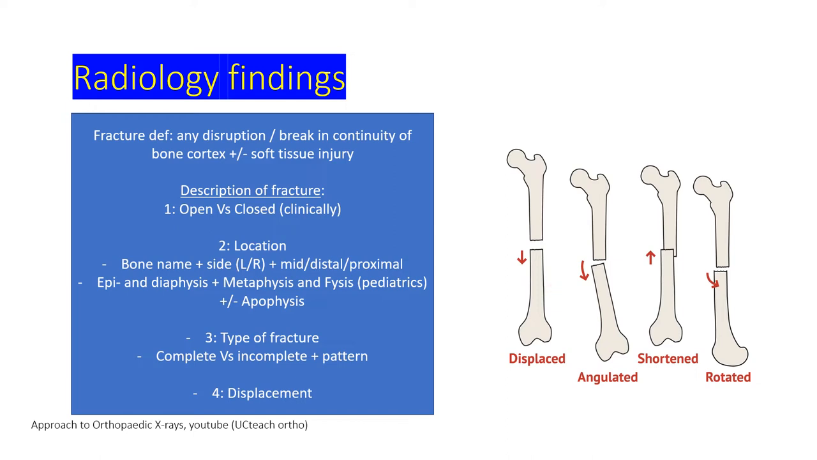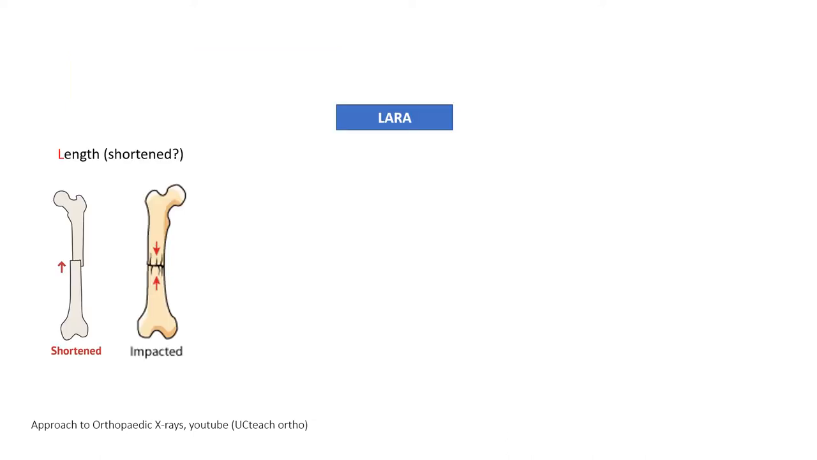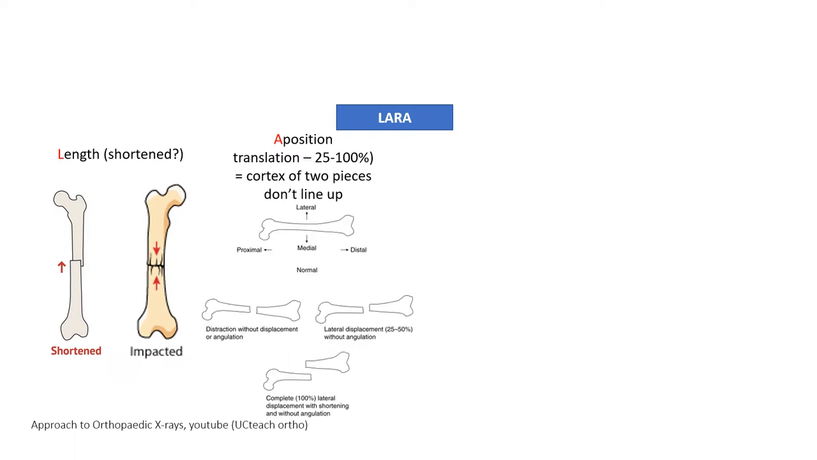So displacement: we talk about displacement, angulation, shortening, and rotation. And there's a mnemonic called LARA, where you can describe it. So LARA: length, is it shortened? If it's shortened, like overlaying each other, or it can be impacted, where it goes into each other. Then the apposition, which sometimes is also confusingly called dislocation amount. So if a bone is translated up or down, then you can describe it as a percentage of cortical alignment. So here this gap is maybe 25% to 50%. This is 100% dislocated. And you describe it laterally or medially, proximally or distally, depending on location.